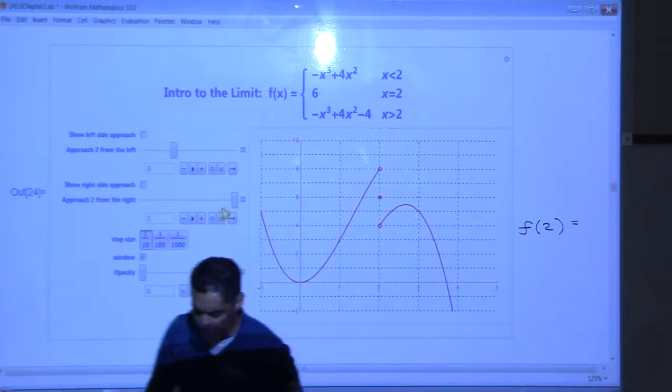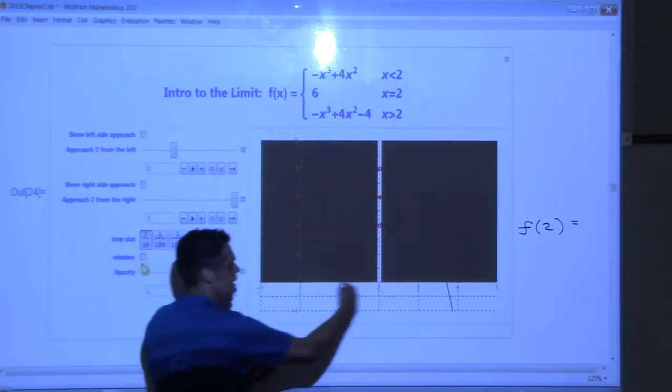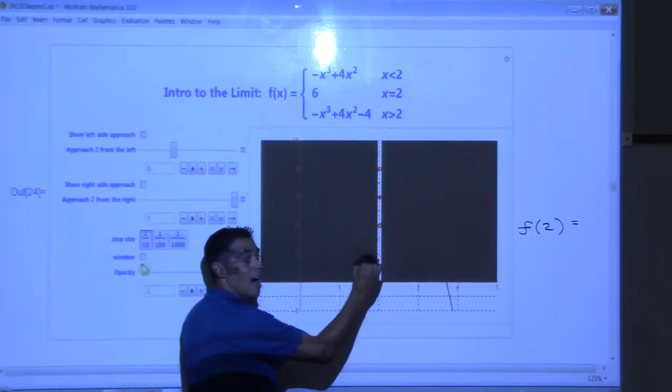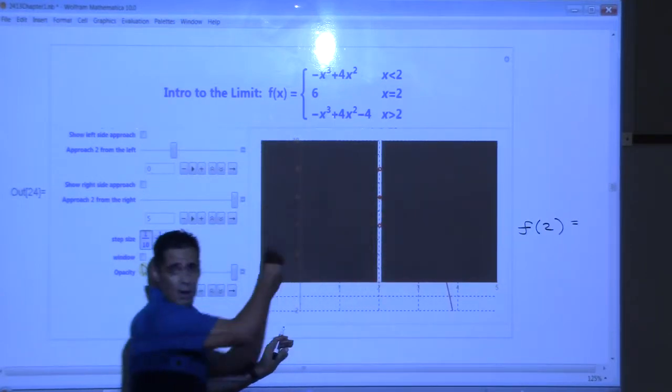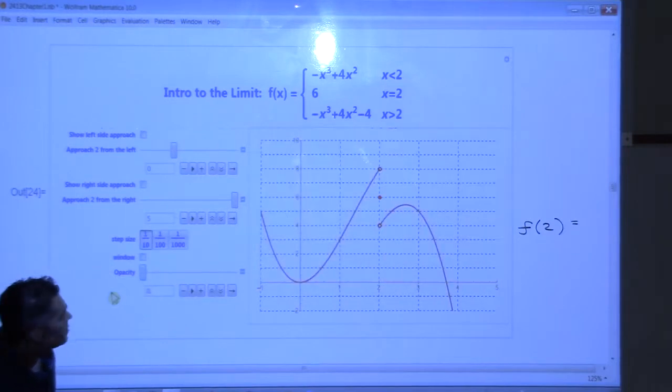So for this graph, we are covering up everything, and we're saying, look, at 2 we look up and down. Where do we have a dot? We have it at 6, right? So the answer to the algebra problem is 6.